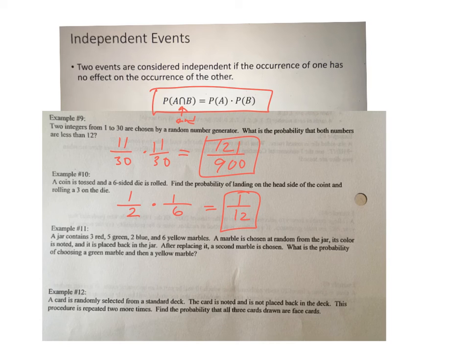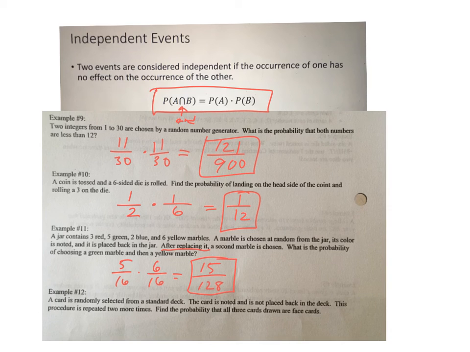Example 11, it's important to note that we are replacing it. So just keep that in mind because if you weren't replacing it, it would change the probability. But for this one, we've got 5 out of 16 times 6 out of 16, 15 out of 128.